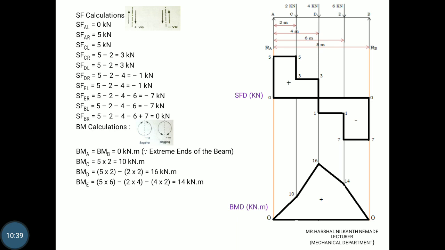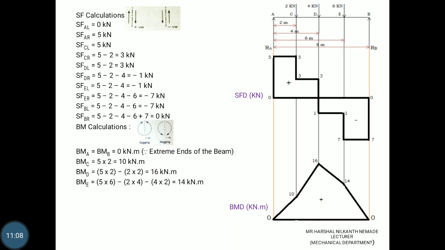From the right hand side, on C point only it will get decreased, that will be 3 kilonewton. On D point it will be 3 kilonewton. At D point only it will become minus 1 kilonewton.